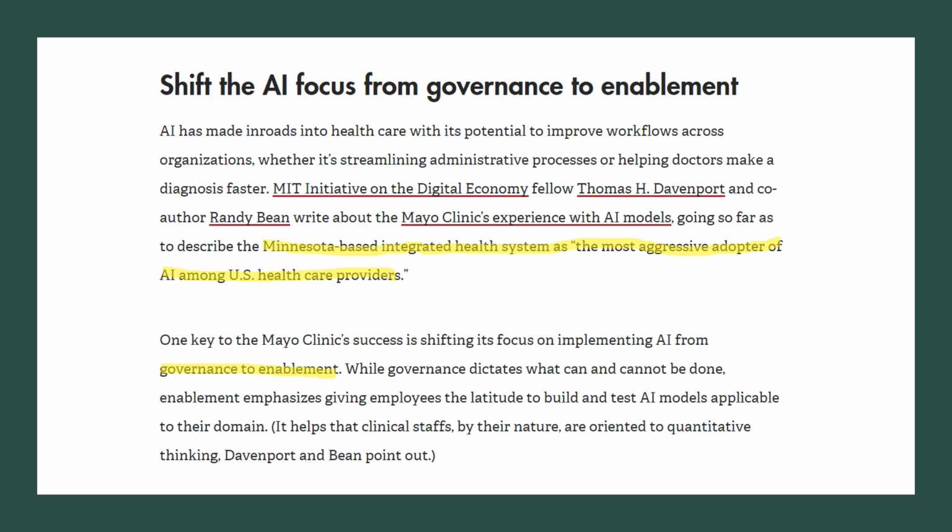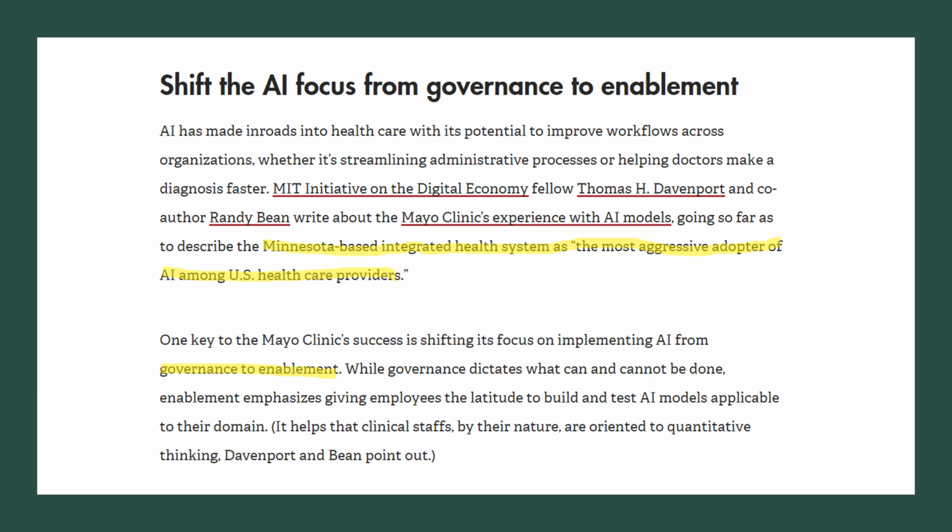The third idea in this process of successful implementation of GenAI projects could be shift the AI focus from governance to enablement. AI has made inroads into healthcare with its potential to improve workflows across organizations. Either it's streamlining administrative processes or helping doctors make diagnoses faster, right?